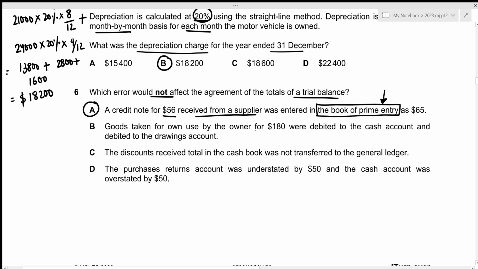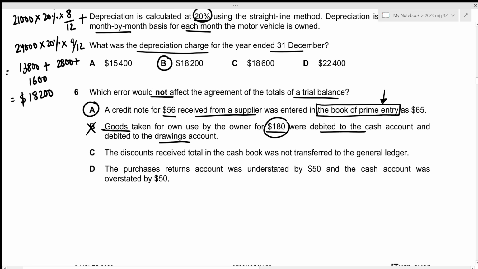Goods taken for own use by the owner for 180 were debited to the cash account and debited to the drawings account. So remember that these are the goods taken for own use and not the cash drawings, which means that 180 should have been deducted from our purchases. Since we did not do that, our purchases would be overstated, which would be reflected in the totals of a trial balance. So this is incorrect.